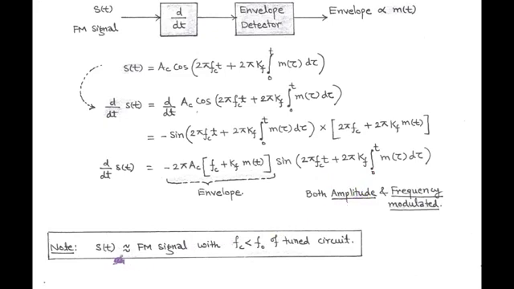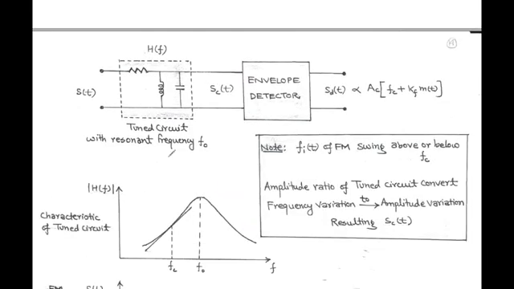Now we note a point. For a proper tuned circuit, the carrier frequency of the incoming FM signal must be less than resonant frequency of the tuned circuit. So here we assume that the carrier frequency is less than resonant frequency. The circuit diagram of tuned circuit with resonant frequency F0 is shown in figure. It consists of resistance, inductance, capacitance combination with L and C connected in shunt.